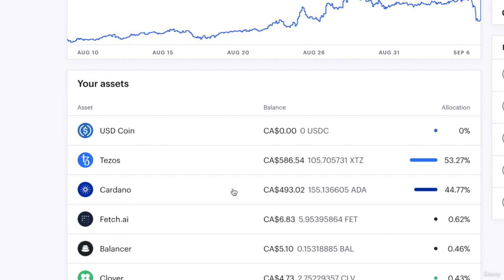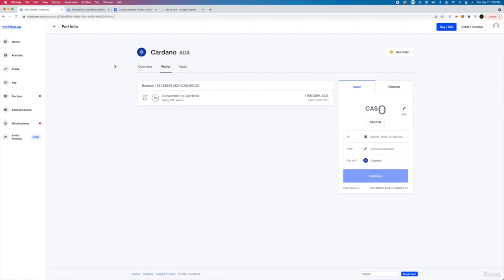So what we're going to do in the future is we are going to be sending this Cardano to our Ledger Nano S after we get things set up.